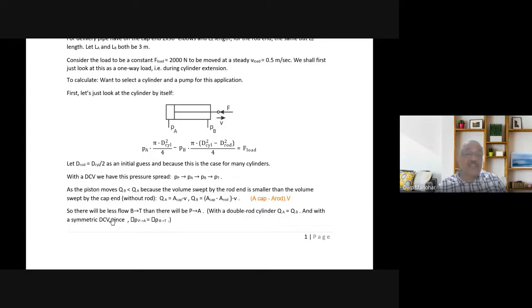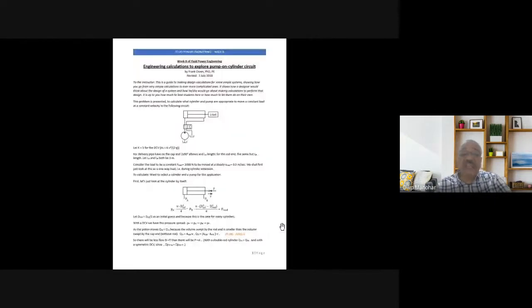Now, since there will be some loss between point B to T, that means at B point to the tank side, flow will be less. So there will be pressure loss between P to A slightly more than the B to T. So now next slide. So this point you have understood.